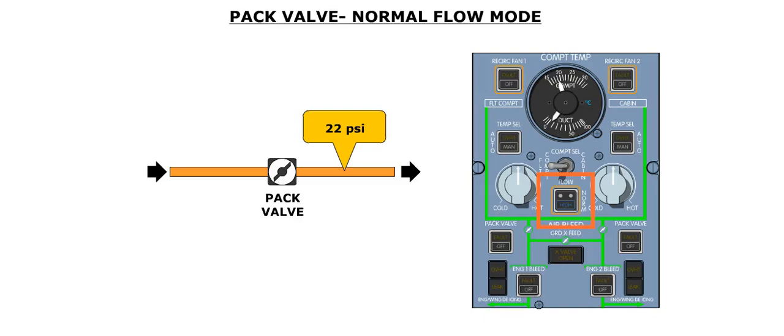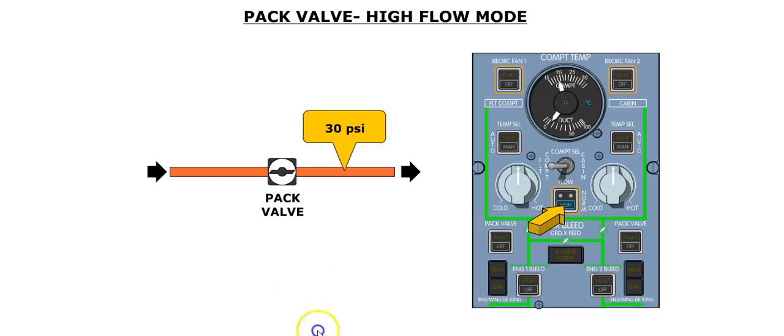The pack valve has two modes of operation, normal flow and high flow. The mode of the pack is determined by the position of the flow push button on the compartment temperature panel. When the flow push button is released out, both pack valves will deliver a constant 22 psi of pressure to the packs. When the flow push button is pressed in, both pack valves will deliver 30 psi of pressure to the packs. The high caption in the push button illuminates blue. The increase in air pressure available to the packs will increase the flow of conditioned air produced by the packs. In other words, more airflow coming in will mean more airflow going out.